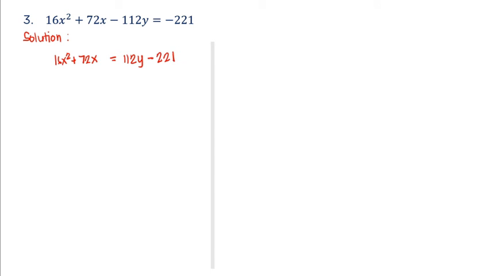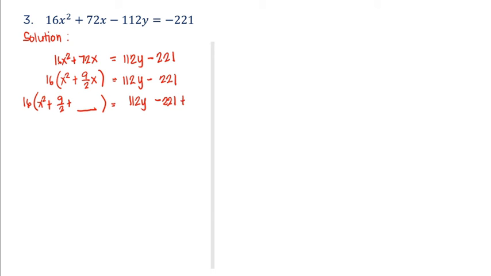Okay. Next, we will factor out 16, like earlier. So, we factor out 16 so that we can complete the square later. So, you have 16 times x squared plus 72 divided by 16 is 9 over 2 x, right? Equal to 112y minus 221. Okay, next we can now complete the square. So 16 times x squared plus 9 over 2 x plus, we need to add something here, equal to 112y minus 221, and we will add something here.